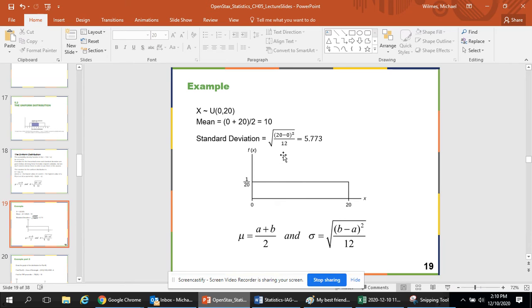Standard deviation is much more complicated. For that, you have to follow this formula. We take the end point minus the beginning, so 20 minus 0, squared, divided by 12, and square root that. And our standard deviation here is 5.77. That's going to tell us the spread of our data and how far away we are from the average. That's going to be useful in future chapters, but right now, it's not very useful. But it will be good to know how to calculate that.